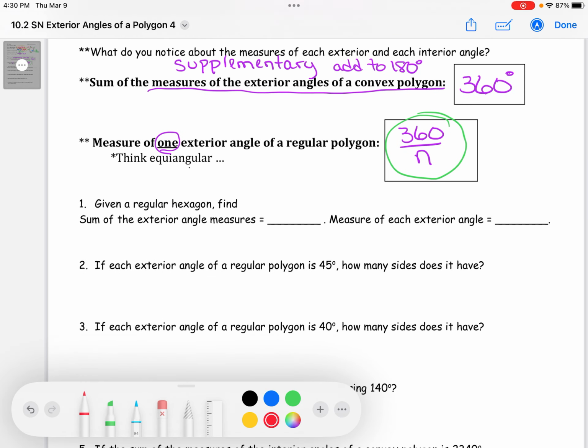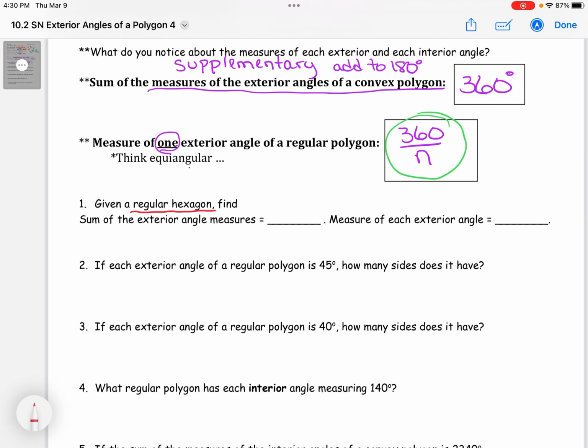Okay, we have a regular hexagon. Hexagons have 6 sides. So we want the sum of the exterior angles, which we already said is always, always, always 360. So that means each angle, exterior angle of a hexagon is going to be 360 divided by 6, which is 60 degrees.